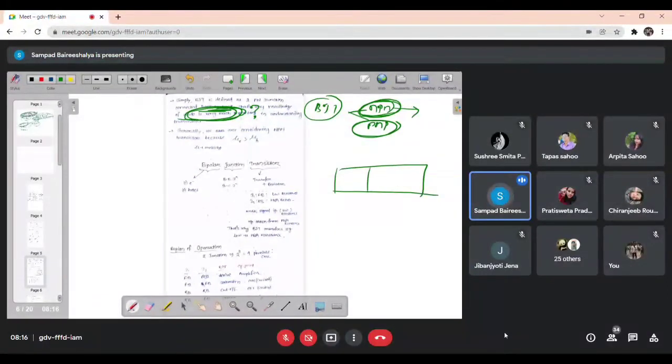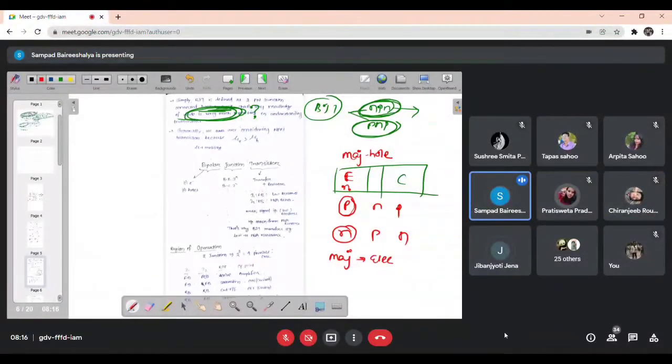If this is emitter, this will be base, this will be collector, and either it will be PNP or it will be NPN. If I consider my PNP, then what is my majority here? Majority will be hole. And if I consider NPN transistor, so my emitter is N type, and here the majority will be, tell me, electron.